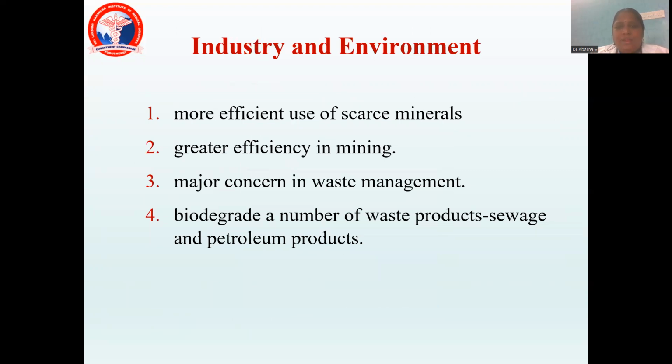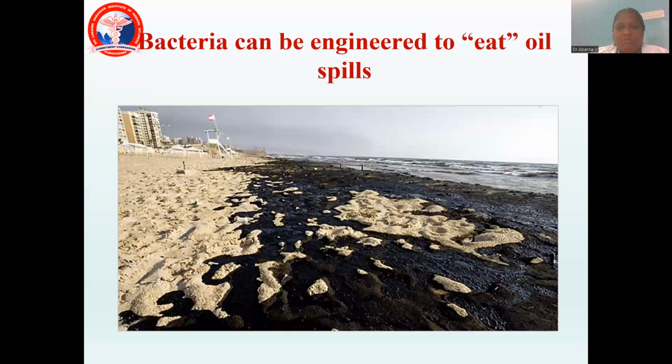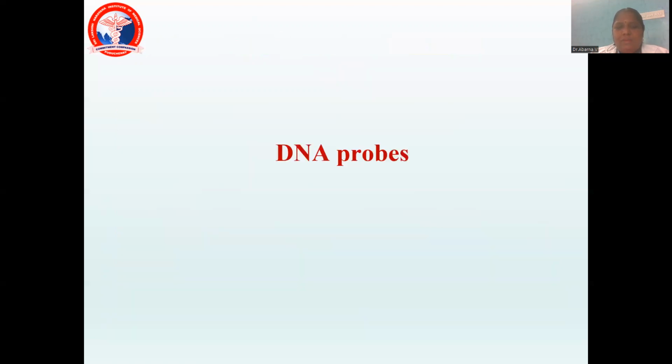Regarding industrial and environmental use, there is more efficient use of scarce minerals, greater efficiency in mining, and a major concern in waste management: biodegrading a number of waste products, sewage and petroleum products. Many bacteria can be engineered to eat oil spills, thus reducing environmental pollution. So genetic engineering is helping a lot to keep our environment clean and neat.